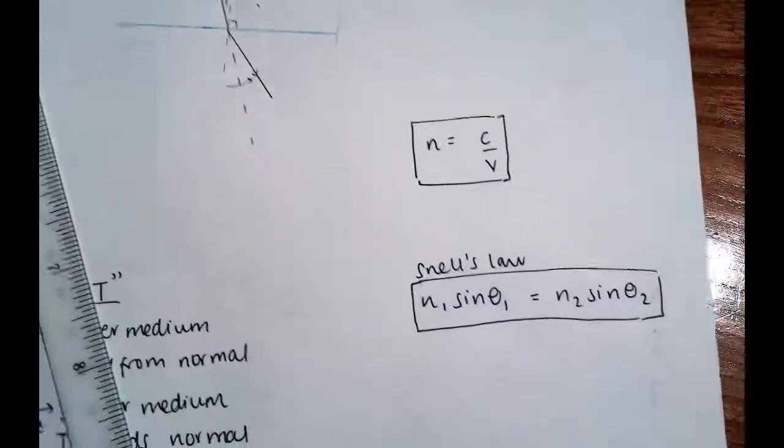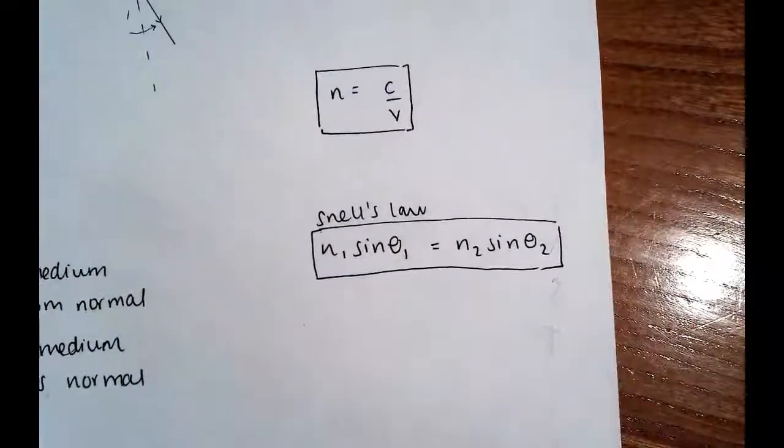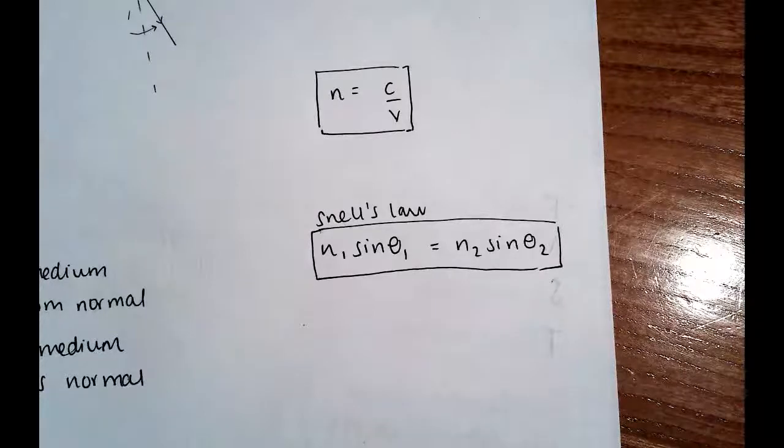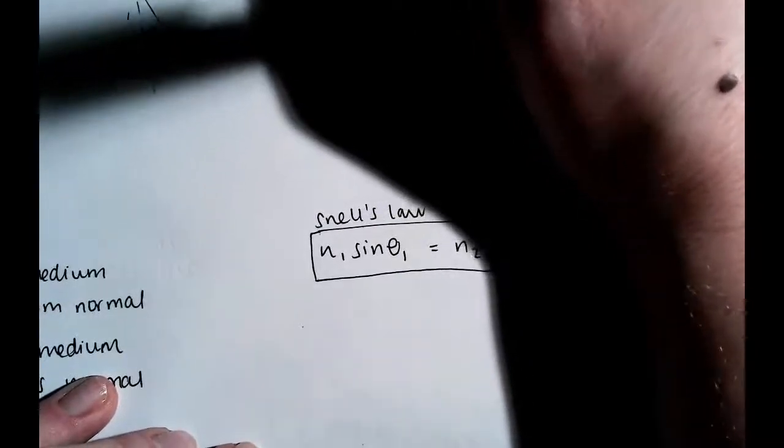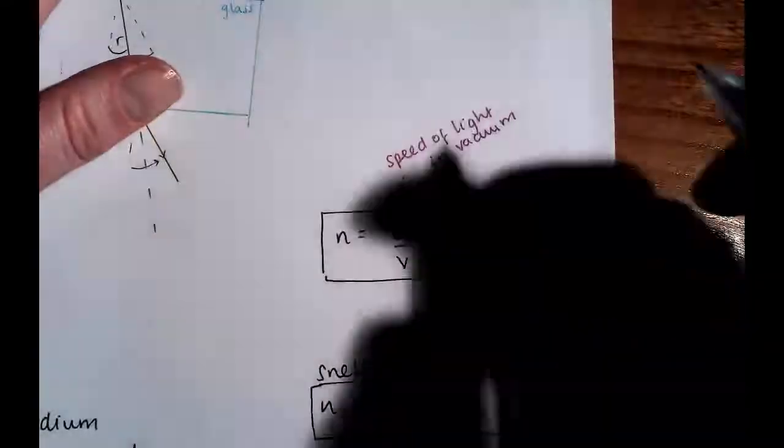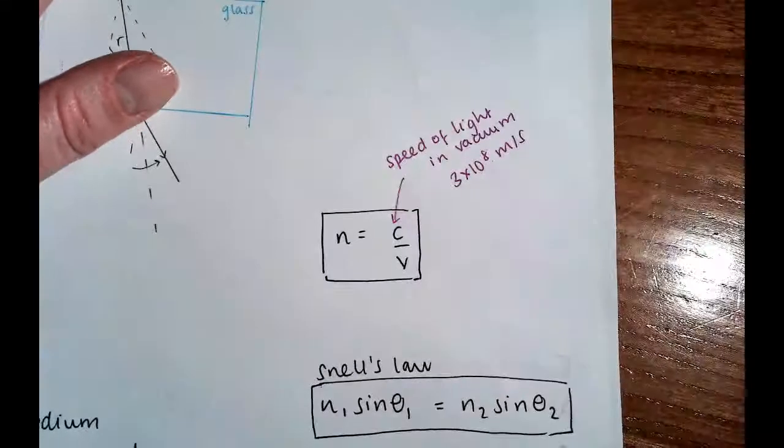So the first thing we have to be aware of is this top one, which is the refractive index of a medium. So N is a value for a particular material. Okay. C is the speed of light in a vacuum. And that is a constant value. That's 3 times 10 to the 8 meters per second. Okay.